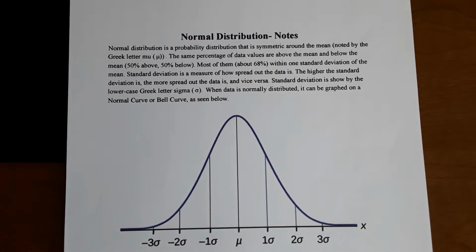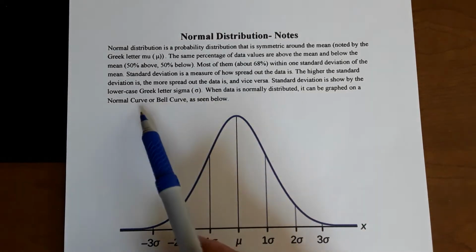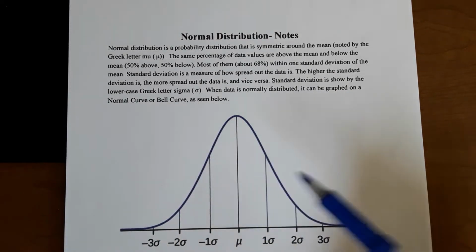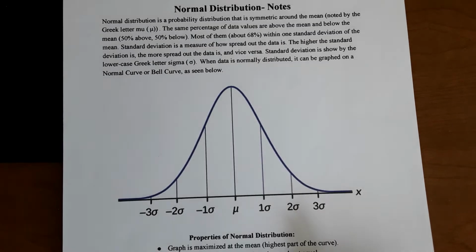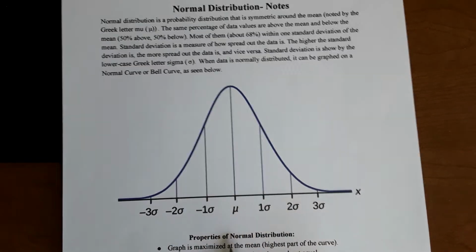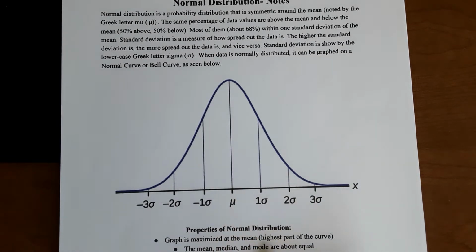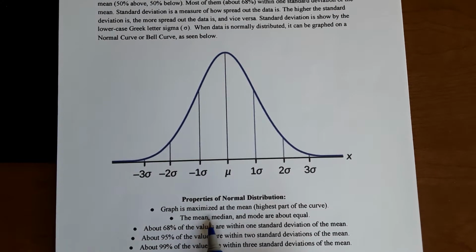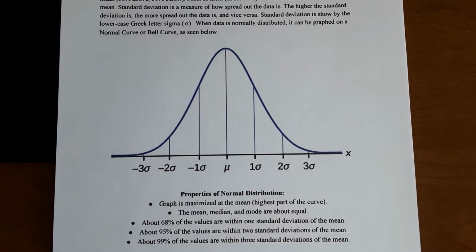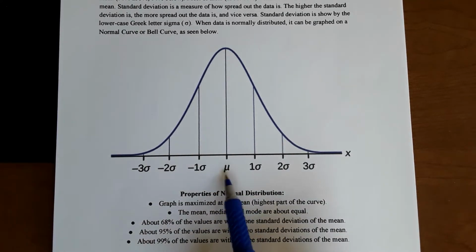When data is normally distributed, it can be graphed on a normal curve or bell curve, as seen below here. So what you'll notice here is in the middle, we've got our mean, and that's the highest part of our curve, meaning that's where most of the values occur. Other thing to know about normal distribution is that the mean, median, and mode are about equal. So all those values are about the same.